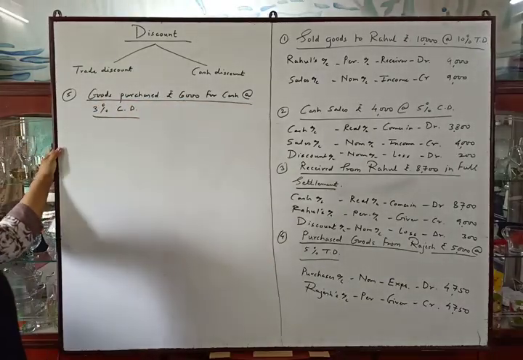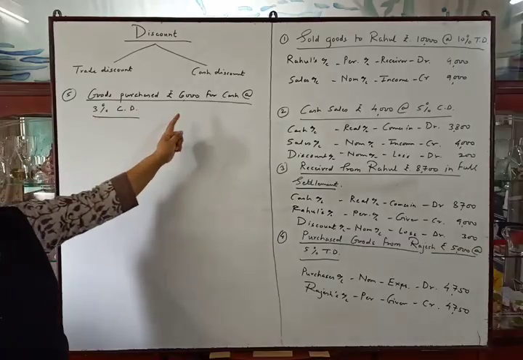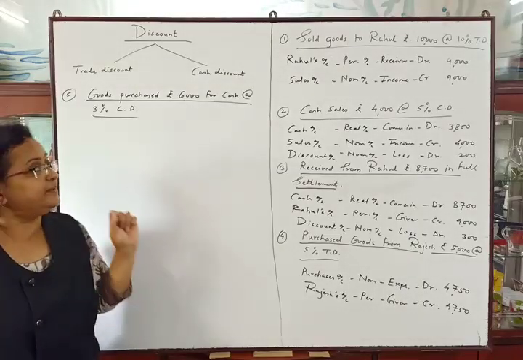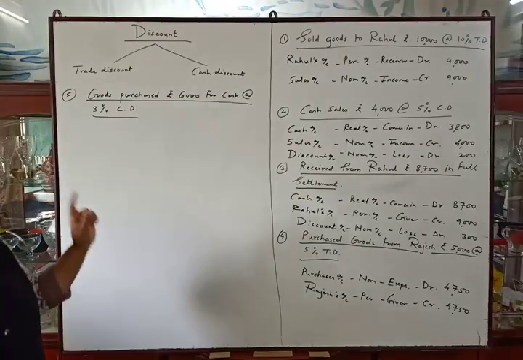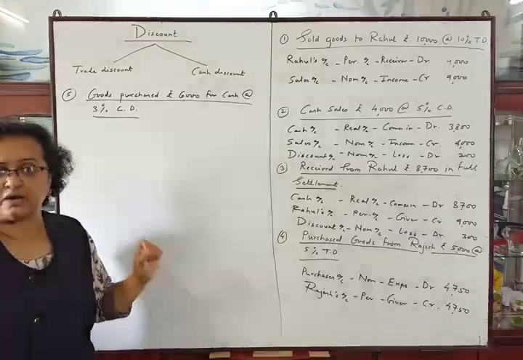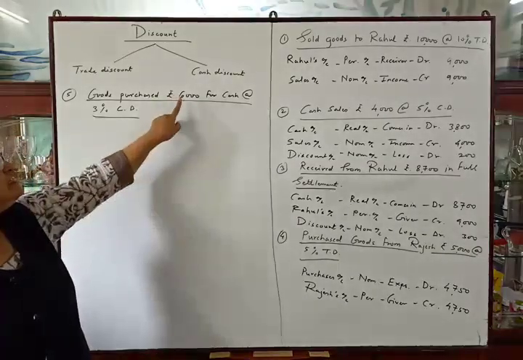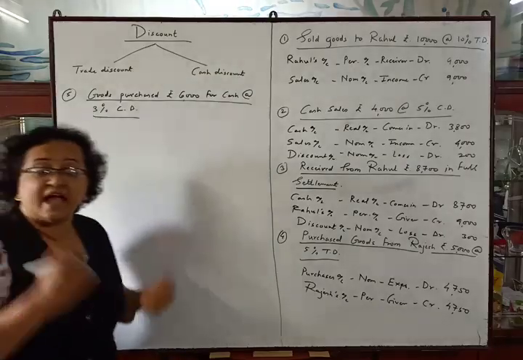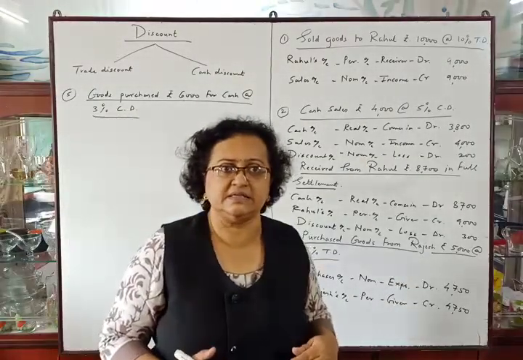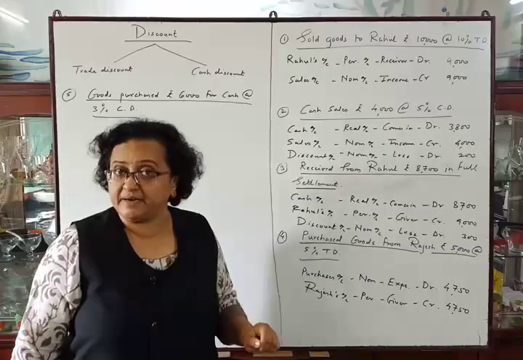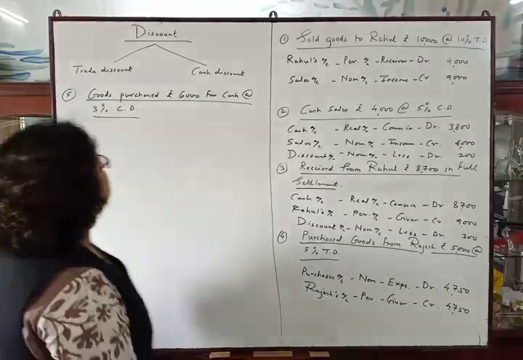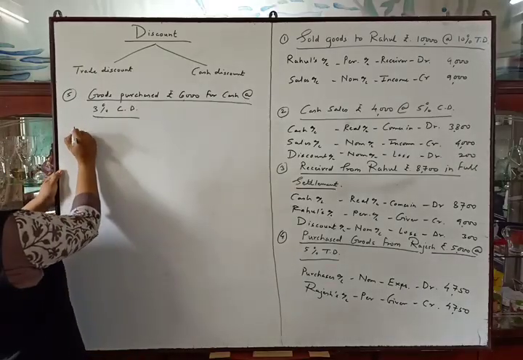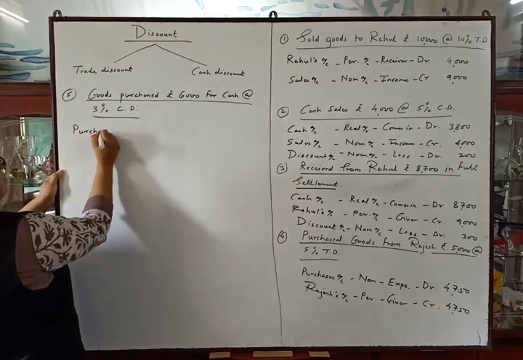Okay. See here, goods purchase rupees 6,000 for cash. So this is a cash transaction. Okay. And they have allowed 3% cash discount on this price. Okay. So as there is cash discount given in this sentence, discount account will be separately opened. So there will be 3 accounts involved in this transaction. One account will be purchases account.